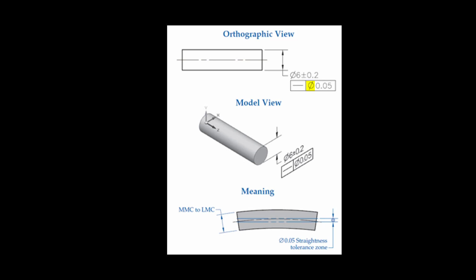Notice the diameter symbol modifier shown in the feature control frame. This also tells us that the geometric tolerance is applied to a feature of size. It's important to note here that when the actual size of this part is at its MMC, form error can still be present. This is because rule number 1 can be overridden or ignored when straightness is applied to a feature of size.